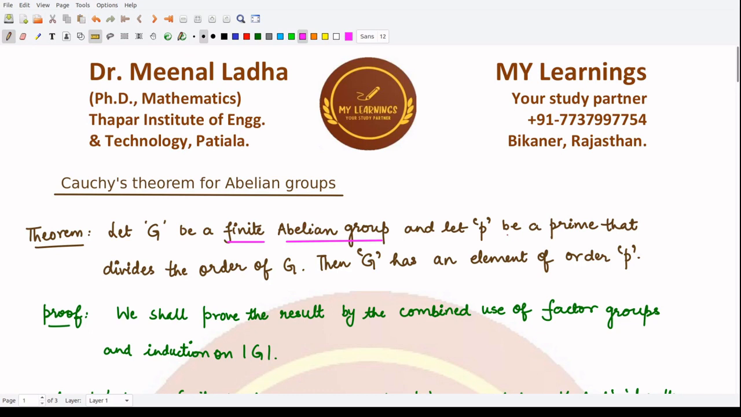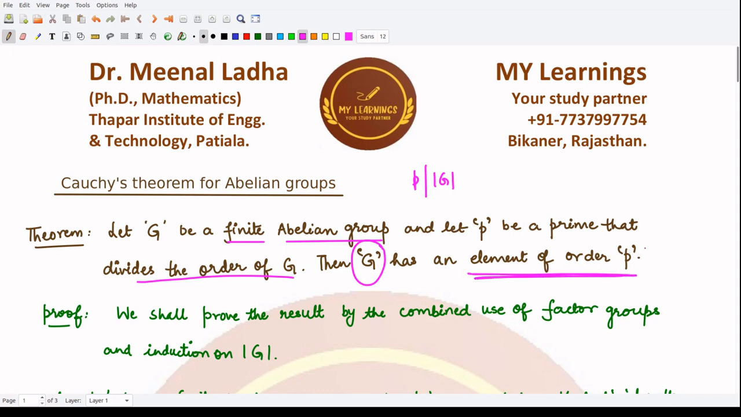Now, if we take some prime number P such that this prime number P divides the order of the group G, P divides the order of G, then we have to prove that the group G has at least one element of order P.